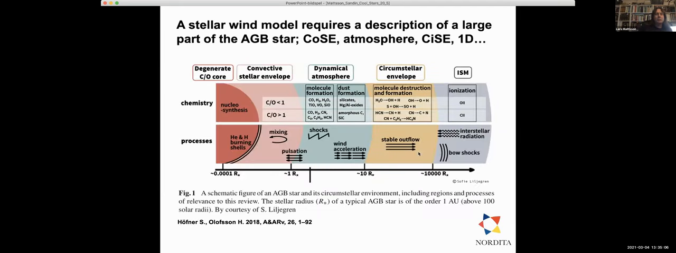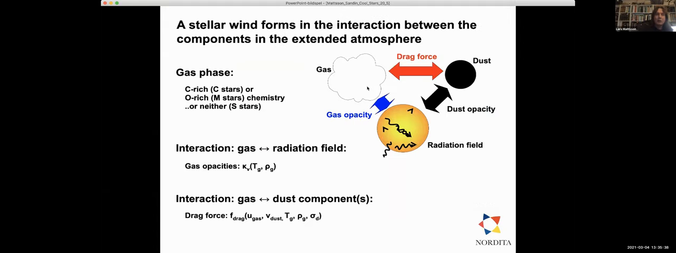Moving outwards to the part where we are mostly interested, you have the dynamical atmosphere. That's where you accelerate the wind. And outside of that, you have a circumstellar envelope, which is then hitting the ISM eventually. So what we're going to be concerned with here mostly is this green region. And that's also where the drift occurs to begin with. And then it can get somewhat worse when it gets farther out. I shouldn't say worse, but you can get more drift. That's what I'm trying to say.